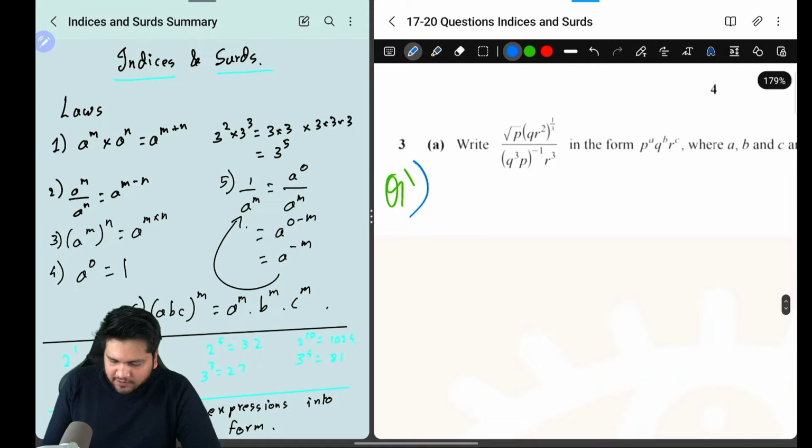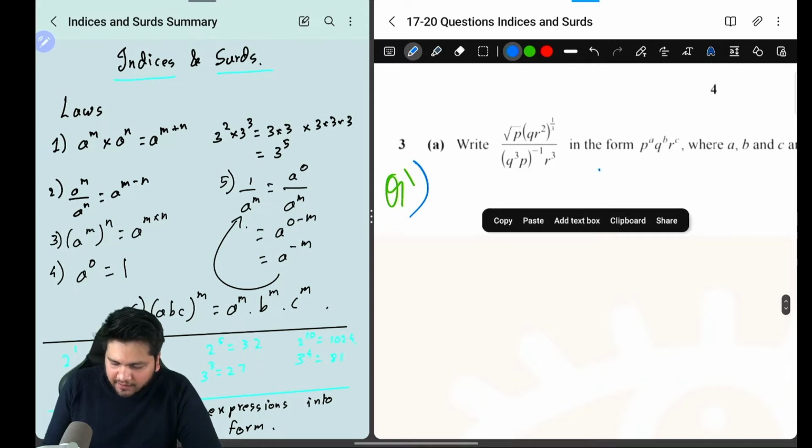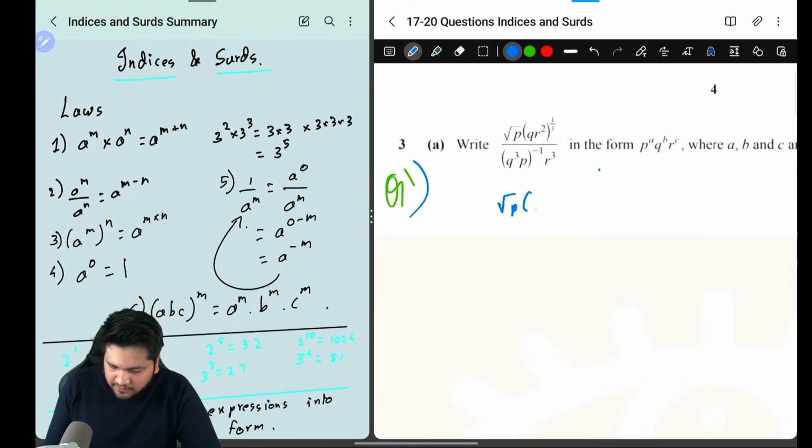So this is a very basic question. As you can see, it's root p times (q r square) to the power of 1 by 3, upon p to the power of minus 1 r cube. If you want, you can try it by yourself first and then you can verify.